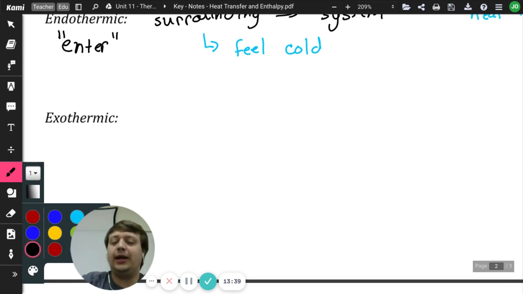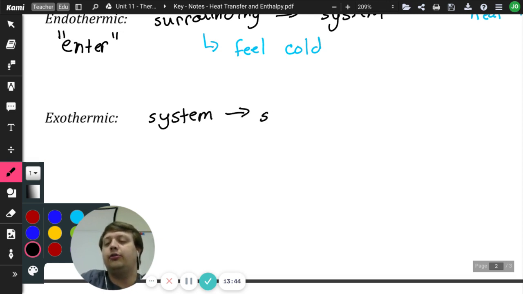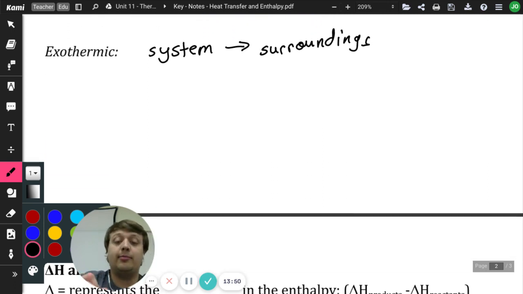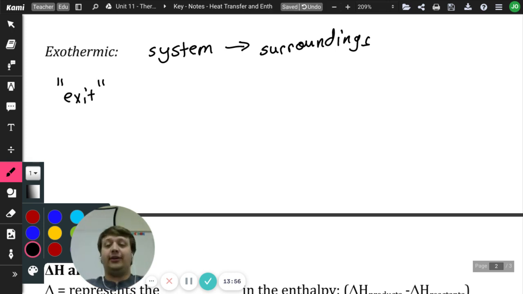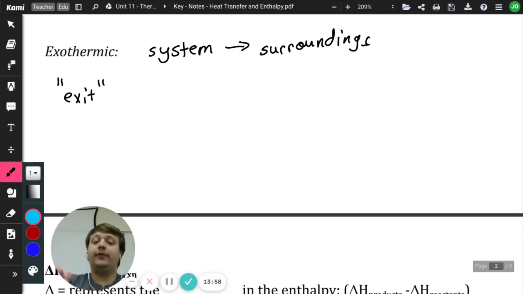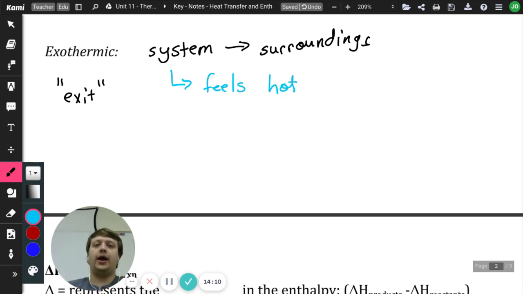Next, we have exothermic. And exothermic, it is going to be the opposite. So we're going to see the movement of heat from the system to the surroundings. All right, and I remember exothermic by remembering exothermic means to exit. So the heat is going to exit my system. Now, in this, your surroundings, being your surroundings, you are going to feel hot. Why? Because now the system is sending heat out and away. And so since you're a surrounding, you're going to be absorbing that heat. So it's going to feel hot or warm.